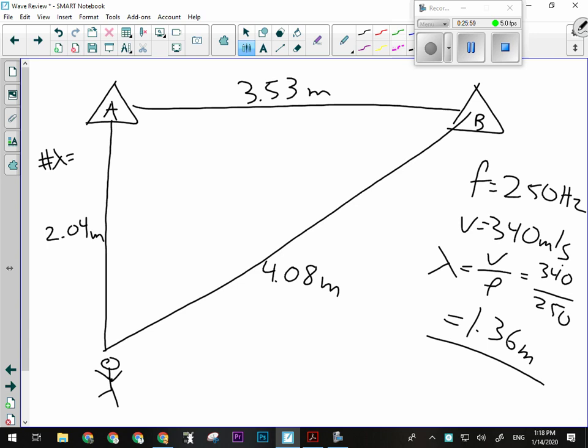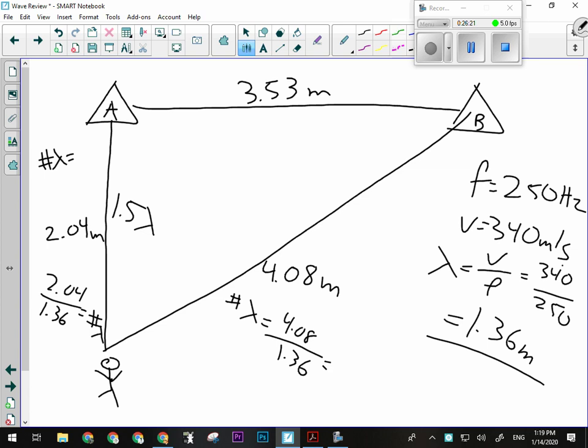Right, divide 2.04 by the wavelength 1.36. That should give me 1.5. So I just went 2.04 divided by 1.36, and that gives me the number of wavelengths. I have to do the same thing here. The number of wavelengths is going to be 4.08 divided by 1.36, and that should give me three wavelengths. So there's 3 wavelengths on one, 1.5 on the other.